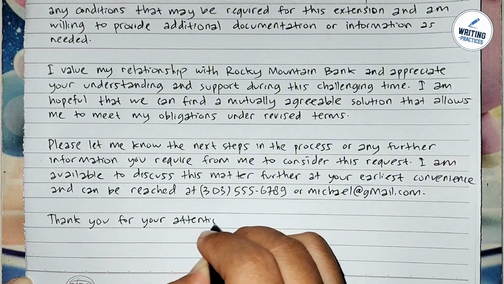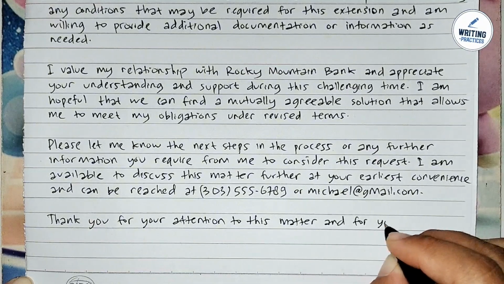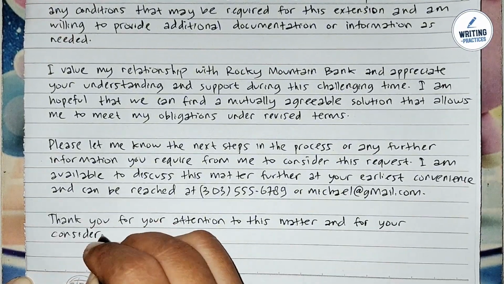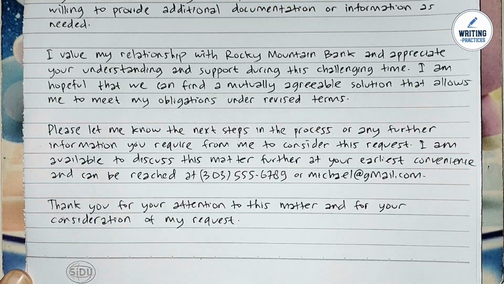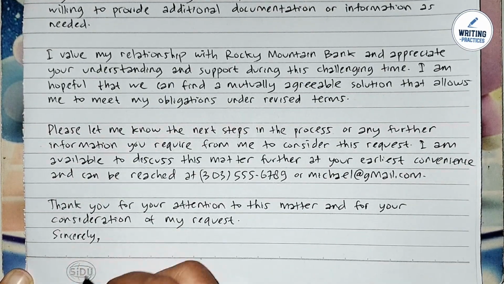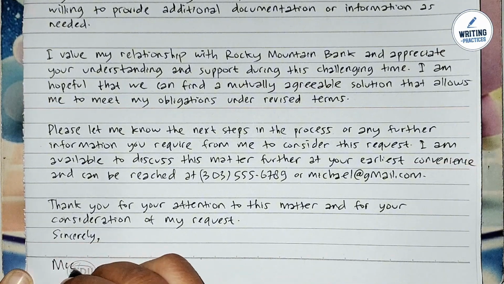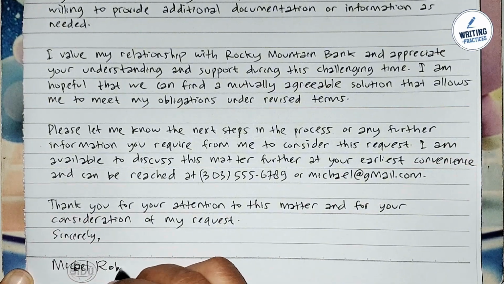Write thanks to the lender for their understanding and consideration. For example is, "Thank you for your attention to this matter and for your consideration of my request." And finally, you can close the letter with "Sincerely." Add your signature, and write your full name under it. So, that's how you write a loan extension request letter step by step.